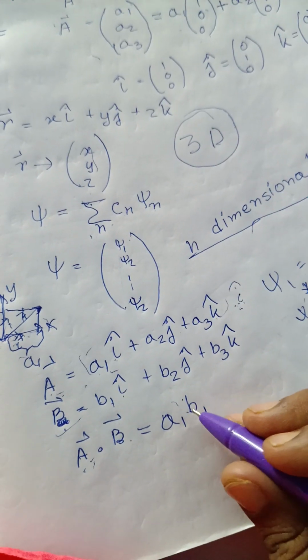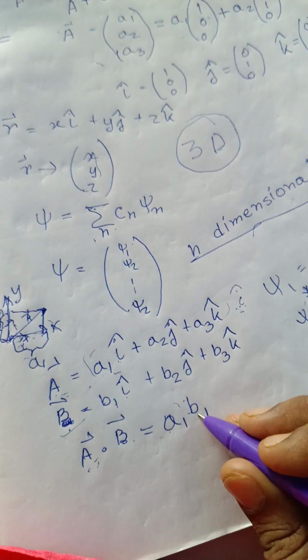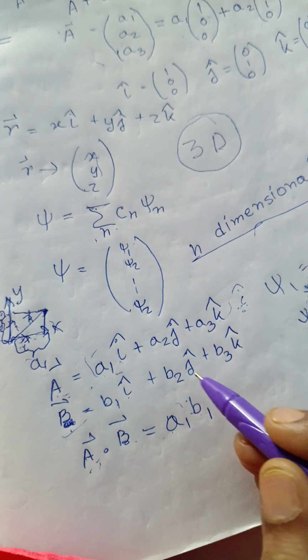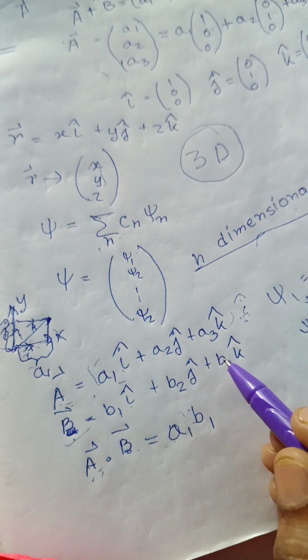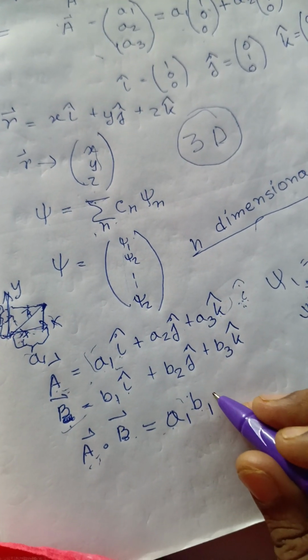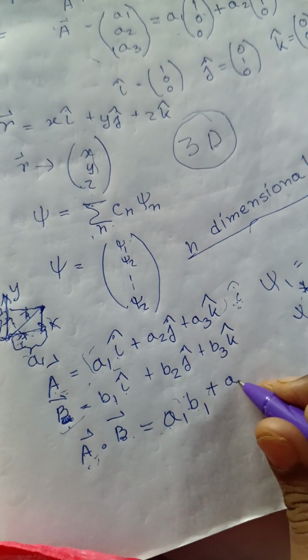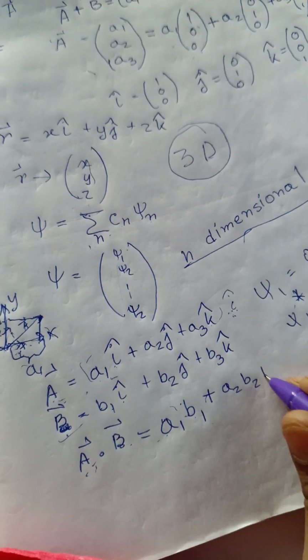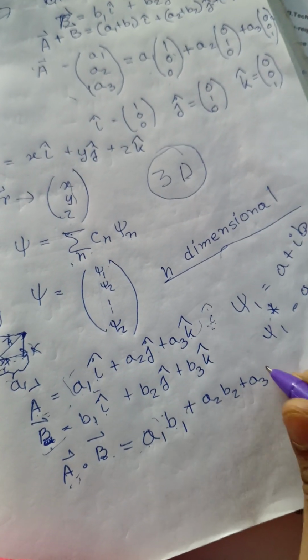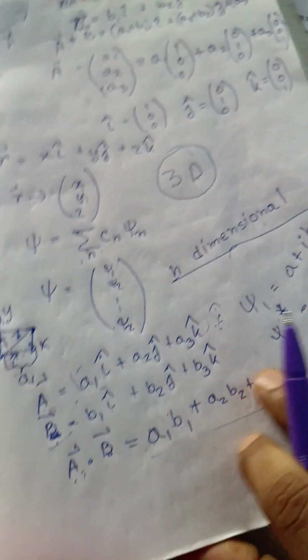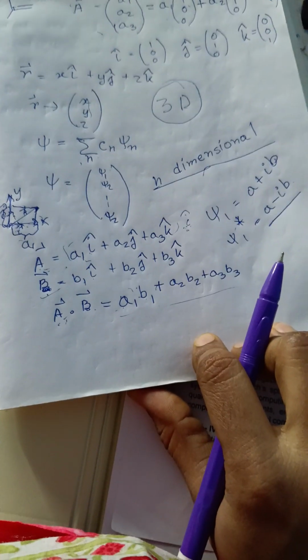A vector dot B vector will be given by A1 multiplied by B1. There will be nothing like A1 B2 because i cap dot j cap is 0. Similarly, i cap dot k cap is also 0, so A1 B3 will not be there. Simply we will have A1 B1 plus A2 B2 plus A3 B3. So this is the dot product of two vectors.